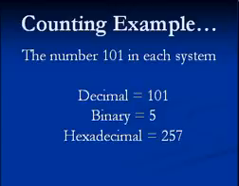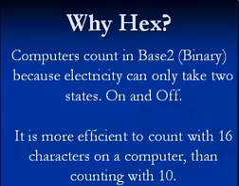In this counting example, the representation of a number, 101, in each system means in decimal it's 101, in binary it's 5, and in hexadecimal it's 257. So why do we use hexadecimal? Well, computers count in base 2 or binary because electricity can only take 2 states, either on or off. So that's only 2 digits that computers can count with, either on or off. It's more efficient to count with 16 characters on a computer than counting with 10.